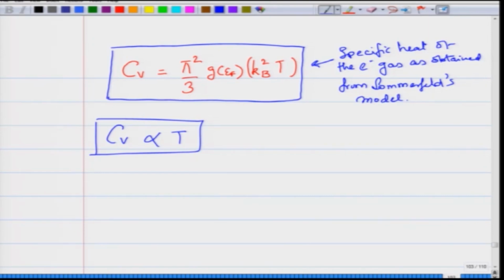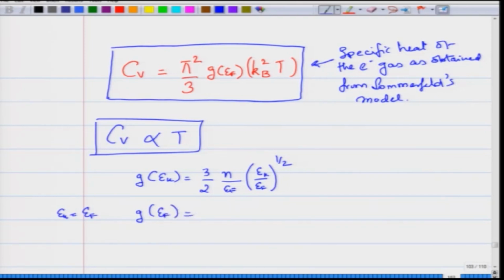The second success is that if I look at this expression a little bit more carefully, if you recall that g(Ek) was equal to 3 by 2 n by Ef into (Ek by Ef) raised to half, because the density of states goes as this. And now, if I look at the density at Ek equal to Ef, the density of states at the Fermi energy is 3 by 2 n by Ef, because this becomes equal to 1. So, the density of states at the Fermi energy is nothing else but 3 by 2 n by Ef.